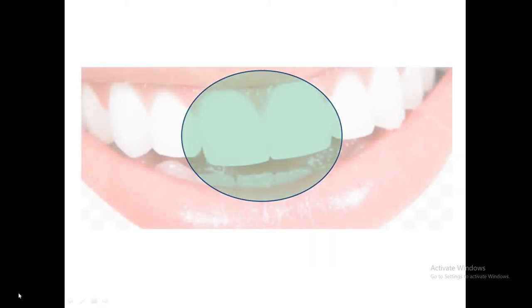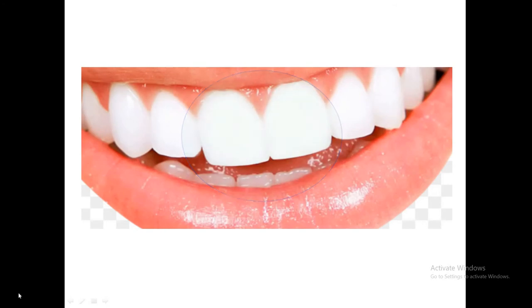The maxillary central incisor is located in the maxilla in the center and is usually the most visible of all the teeth in the mouth. Its main function is to shear and cut the food by its sharp incisal edges. Its name is derived from the Latin word incidere, which means to cut.